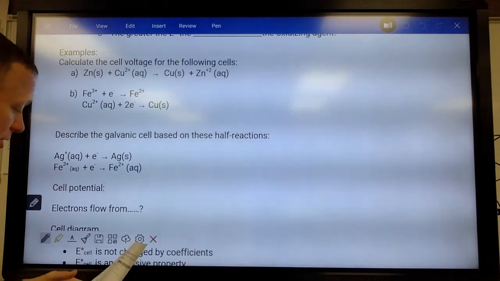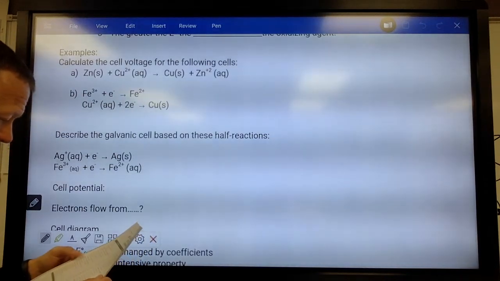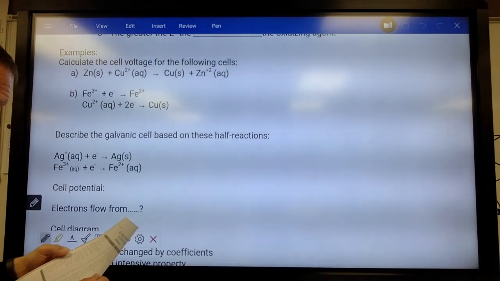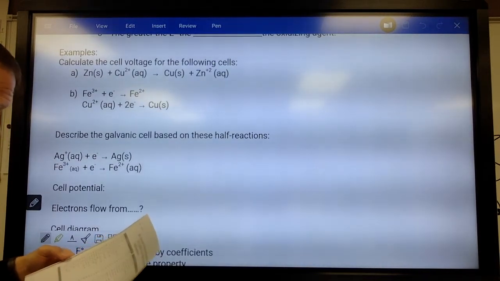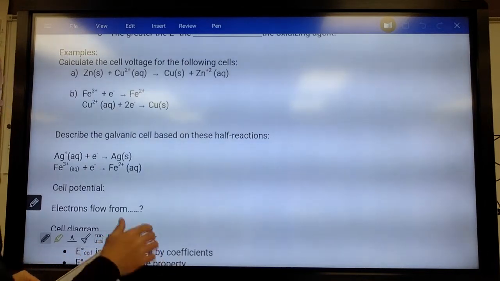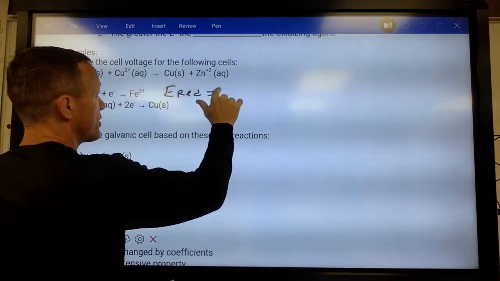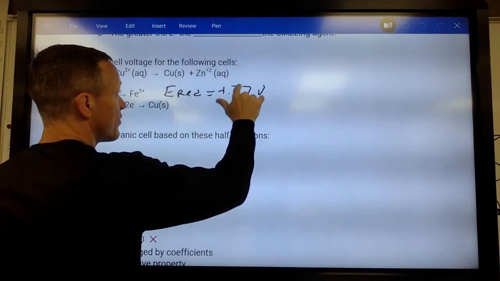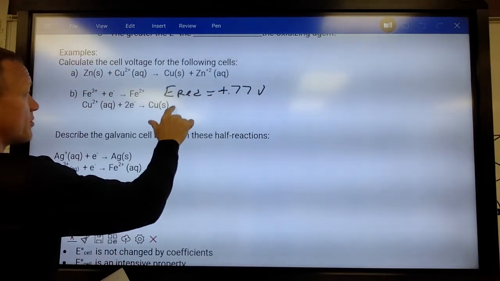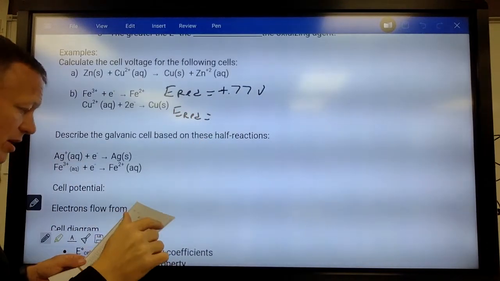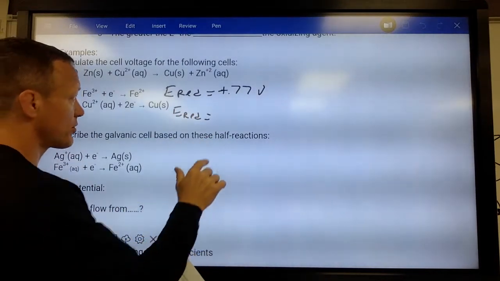So let's figure out this reduction potential. Iron +3 to iron +2 is a negative 0.03. Nope, sorry, that's not it. There's several ions on here, by the way. Positive 0.77. So this reduction potential is a positive 0.77 volts. This reduction potential is what we just had, which was a positive 0.34 volts.